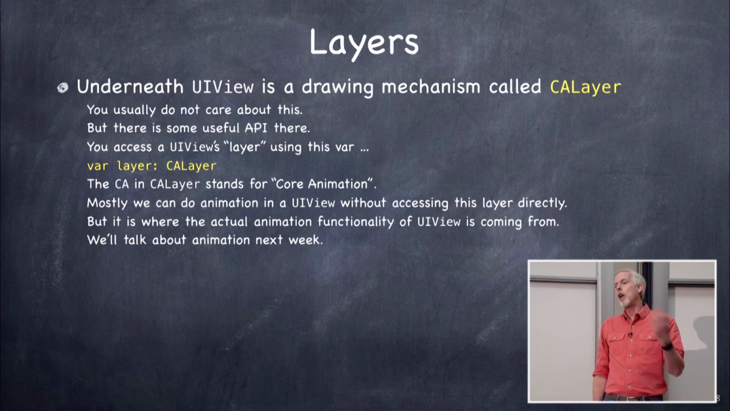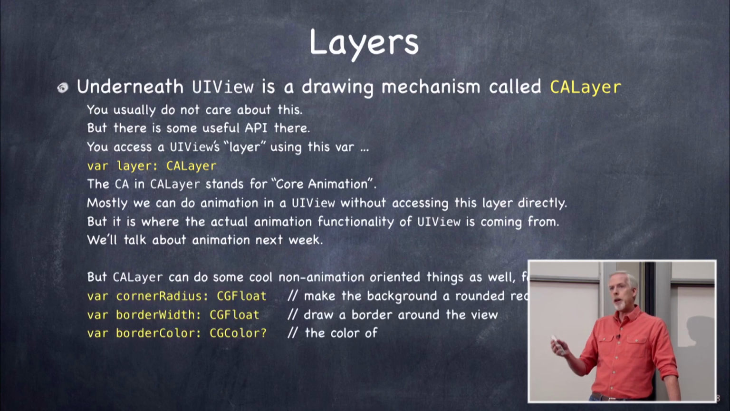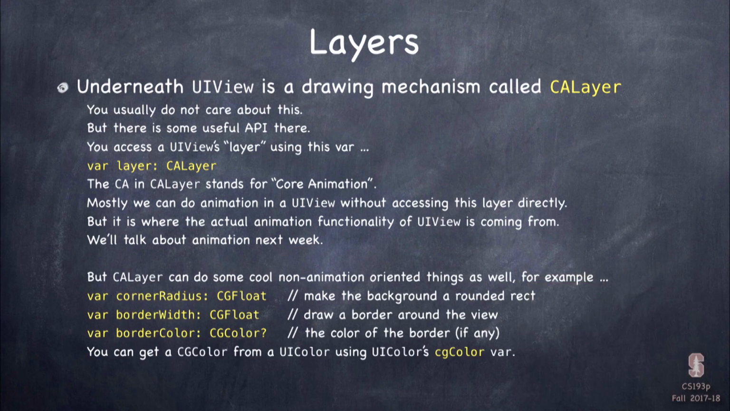Now, I'm going to talk all about animation, hopefully next week, maybe the week after, and we'll get into some of this stuff. But you already know from assignment 2 that there's a few really nice vars in the CALayer, like corner radius, if you want to put a rounded rect on your view, or the border width and border color. By the way, you notice that the border color there was a CGColor, not a UIColor. CGColor means it's a Core Graphics color.